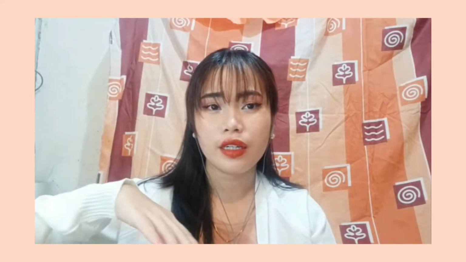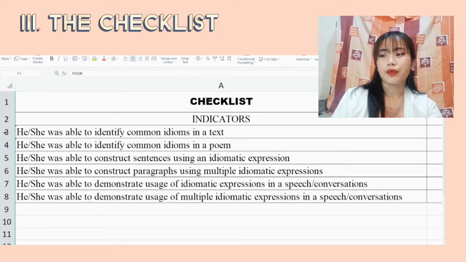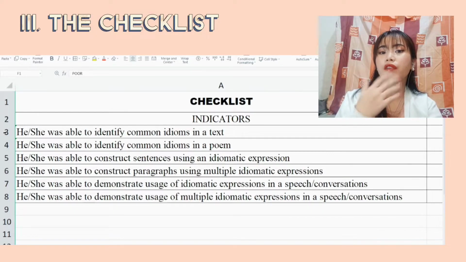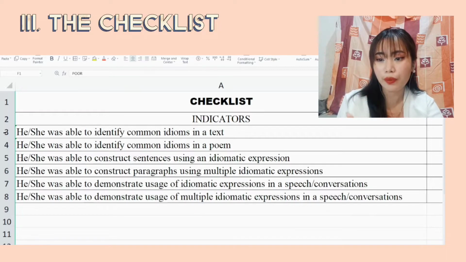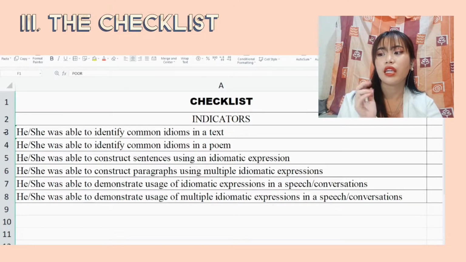Now let's move on. So these are the indicators. As you can see, we have 6 indicators. If you think that this specific indicator is performed well by the student, then you can rate it 5. If you think he can manage, but he's still doing it good or very good, you can rate it 4 or 3. If he needs more help, or if he can't really do it at all, you can rate it 2 or 1. So the first indicator means he or she was able to identify common idioms in a text. The second indicator is he or she was able to identify common idioms in a poem.